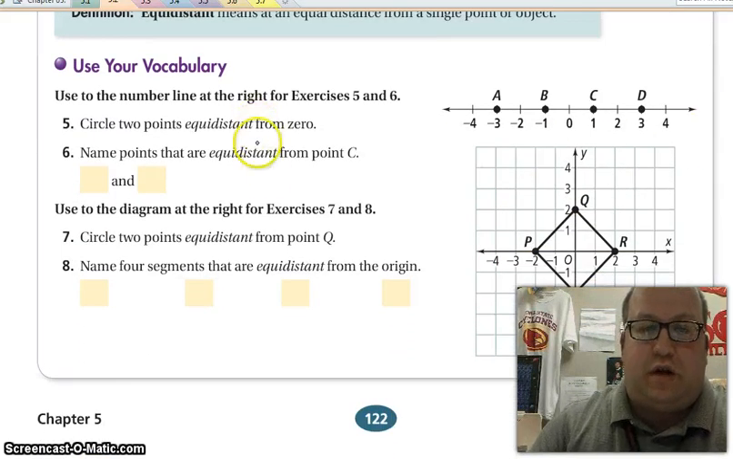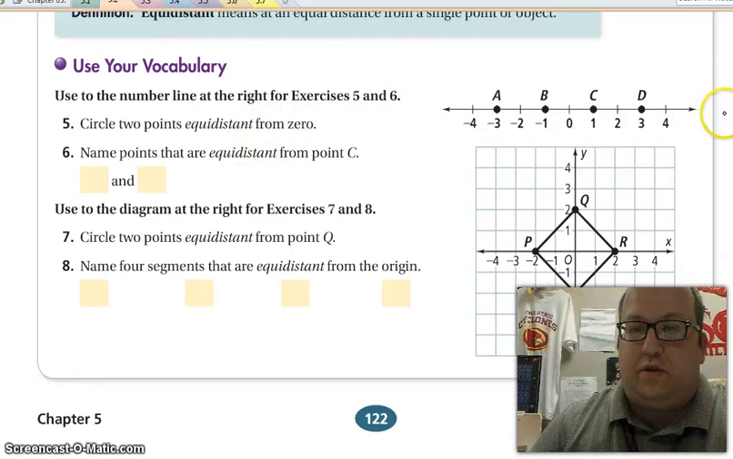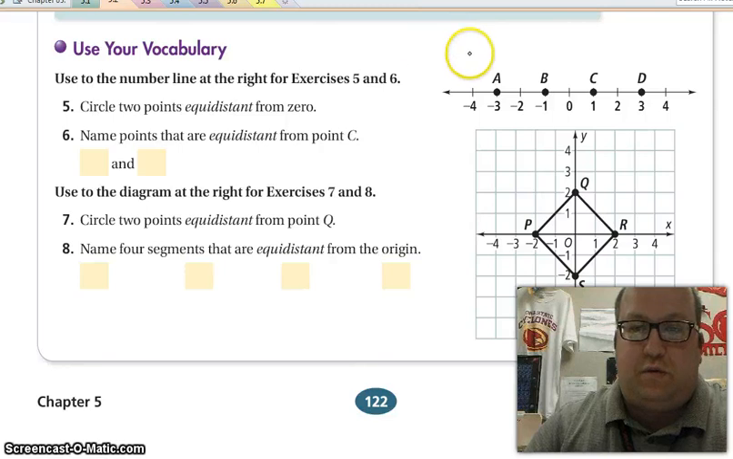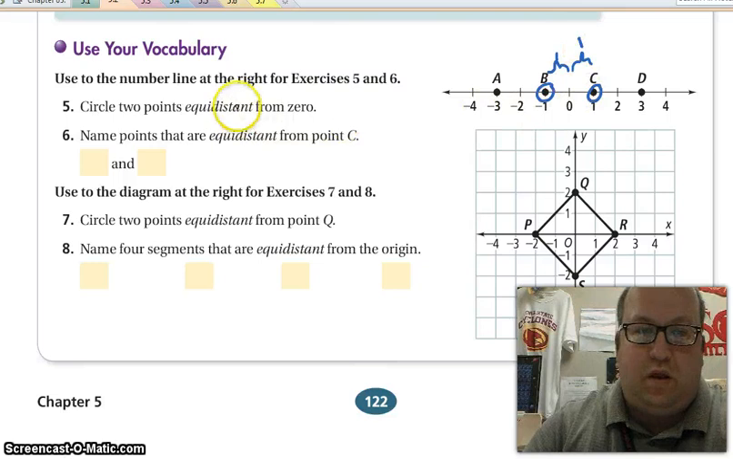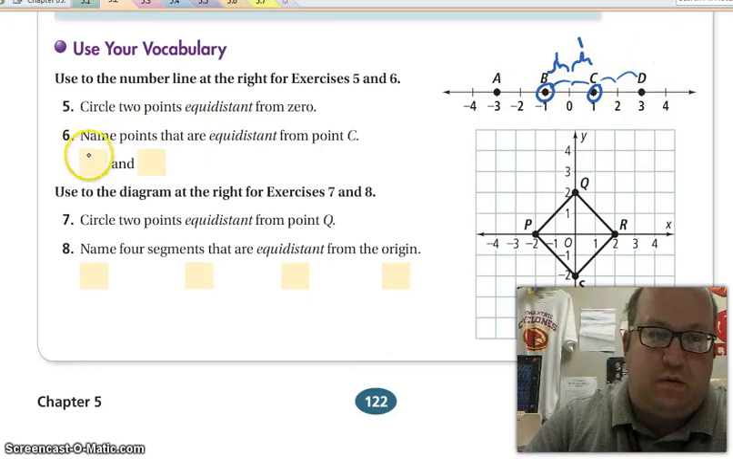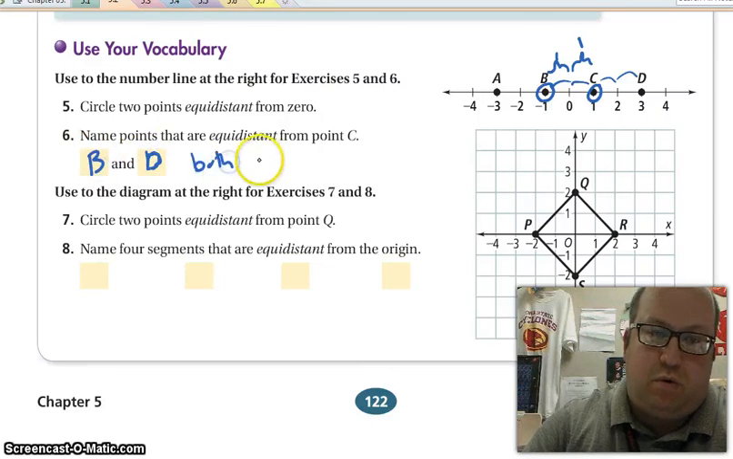All right, on the number line at the right. Again, if you'd like to pause, try this for yourself, and then check against my work, you're more than welcome to. Circle two points that are equidistant from 0. B and C are equidistant from 0. That's one away, and that's one away. Name points that are equidistant from point C. Well, let's see. 1, 2. Point D is 2 away, and that's 2 away. So I'll say B and D both are 2 away.